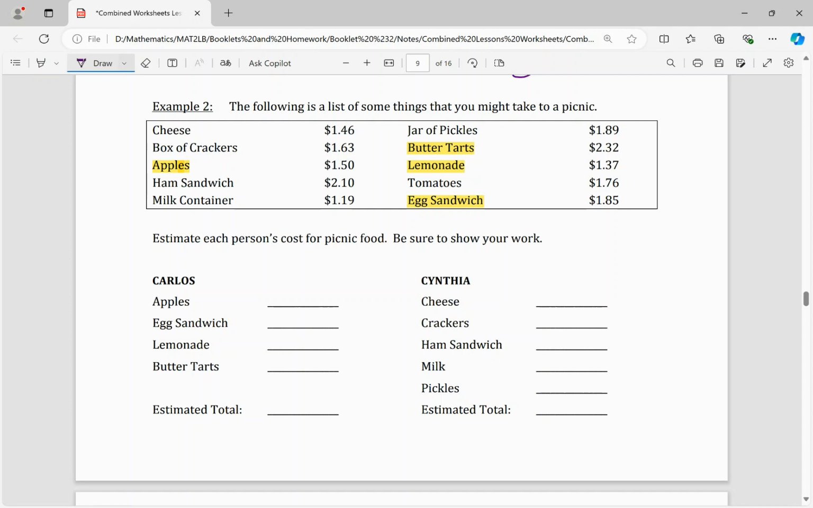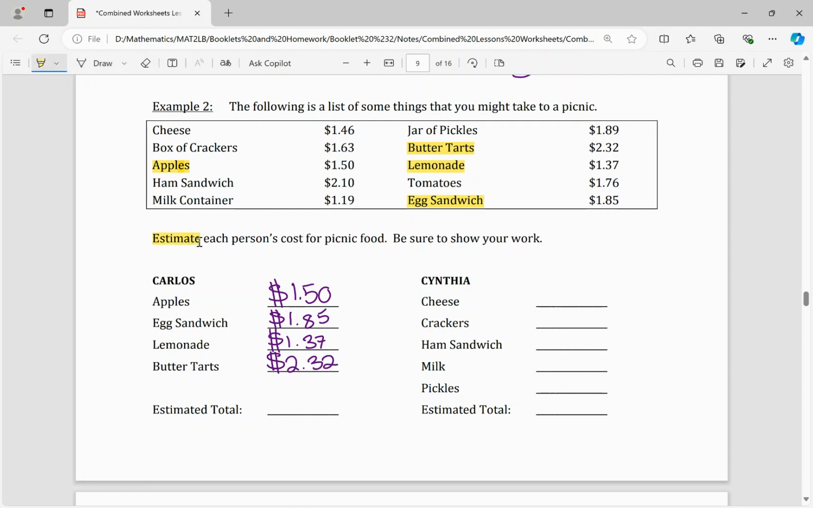So bringing those numbers over, our apples cost $1.50. Now, because we are estimating, no, I'm going to write the exact number here, and then we can estimate, we can round after. So the apples cost $1.50. The egg sandwich costs $1.85. The lemonade costs $1.37. And the butter tarts cost $2.32.